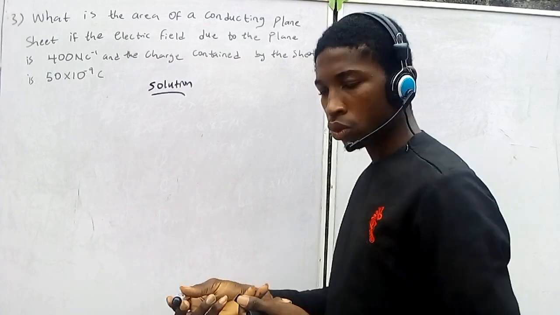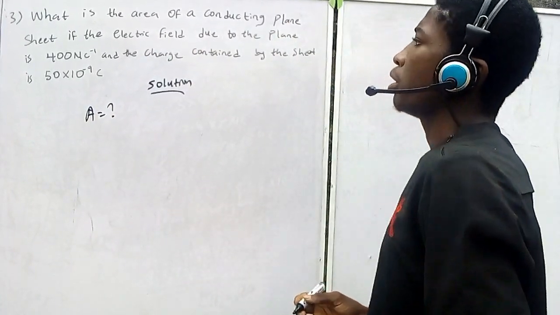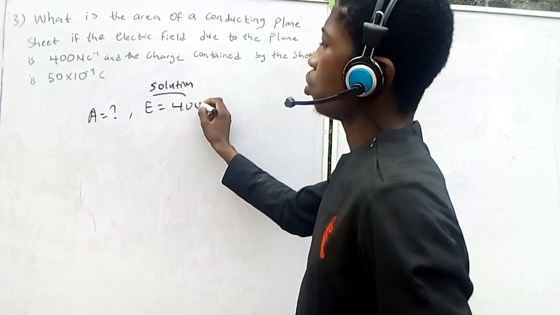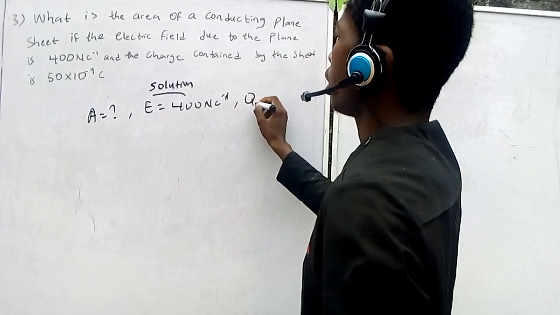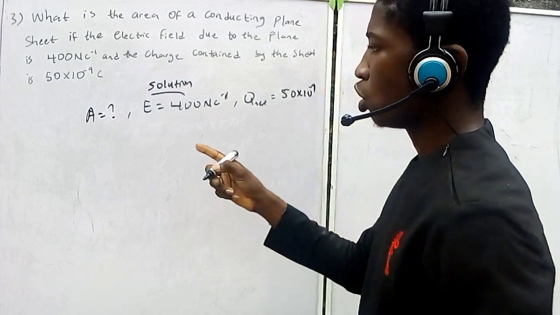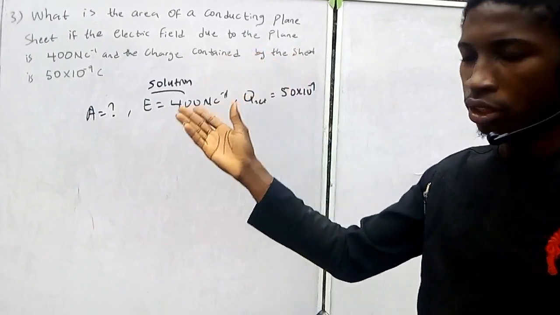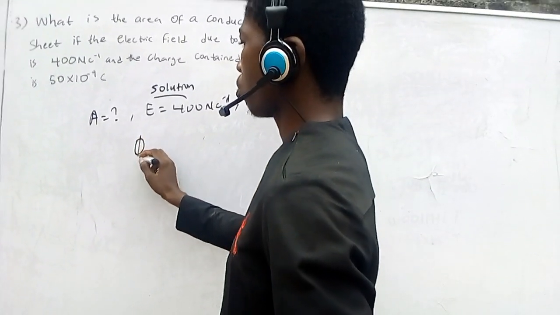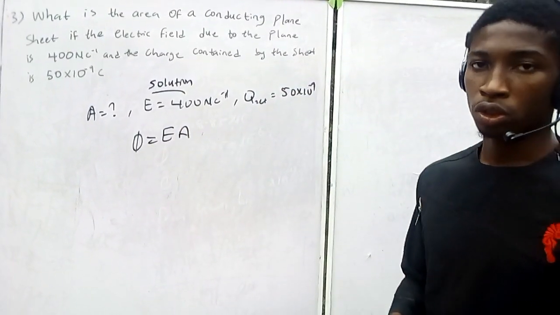what is the area? I have to find the area, right, of a conducting plane sheet with electric field. So we get the electric field as what? 400 Newton per coulomb, and the net charge, that's what? 50 times 10 to the power -9. To find area, because electric field, to find area. Now I know electric flux is equal to electric field times area, but flux was not given, right?